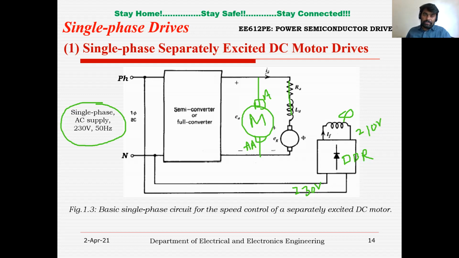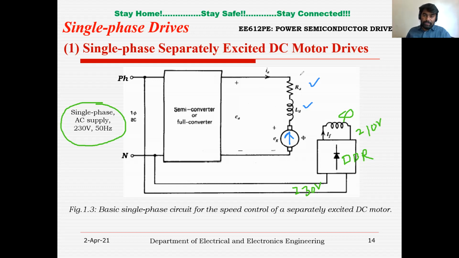Now this armature circuit of a DC motor is replaced by an electrical equivalent circuit. Here you can see RA and LA are the armature resistance and armature inductance of the DC motor, and EG is the back EMF. Right, this is under steady state condition.